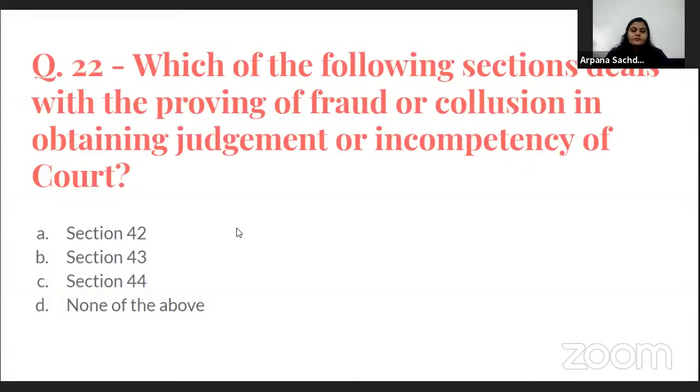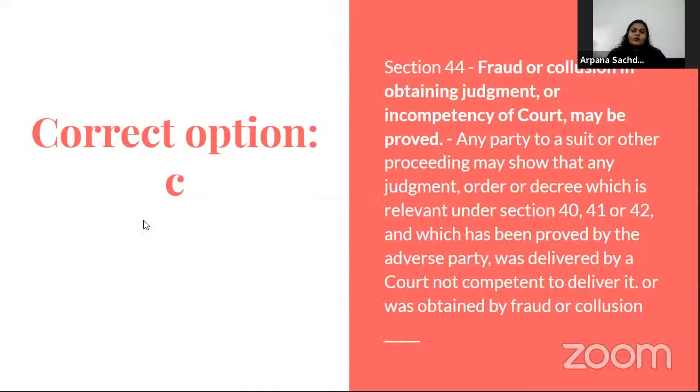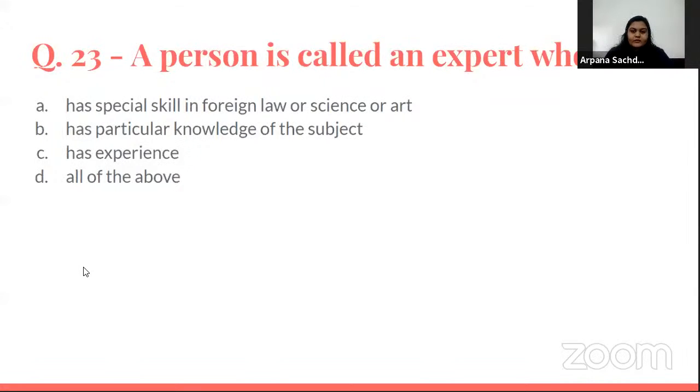Okay, the time is up. So the correct option for this question is option number C, that is section 44. Section 44 talks about fraud or collusion in obtaining judgment or incompetency of court may be proved. So let us move to the next question, as the time is already up for the webinar.